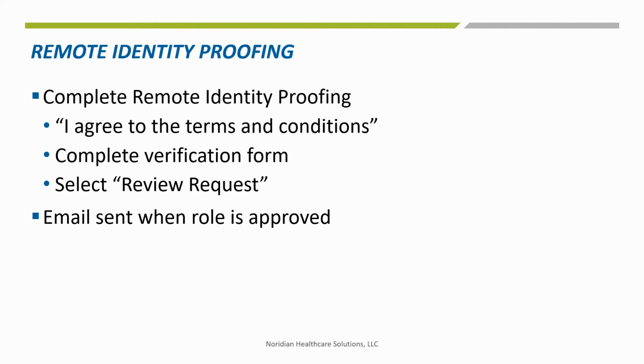All users registering through IDM will need to complete remote identity proofing. Review the terms and conditions and then check the box labeled I agree to the terms and conditions and select Next. The identity verification form will then appear for you to complete. After filling out the form, select Review Request to forward your application for approval. You will receive an email when your role is approved.